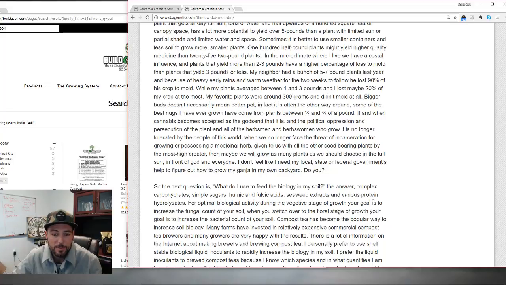If and when cannabis becomes accepted as the godsend that it is, and the political oppression and persecution of the plant and all of the herbsmen and herbswomen who grow it no longer tolerated by people of this world, when we no longer face the threat of incarceration for growing or possessing a medicinal herb given to us with all the other seed-bearing plants by the Most High Creator, then maybe we will grow as many plants as we should choose in the full sun, in front of God and everyone. I don't feel like I need my local, state, or federal government's help to figure out how to grow my ganja in my backyard. Do you?